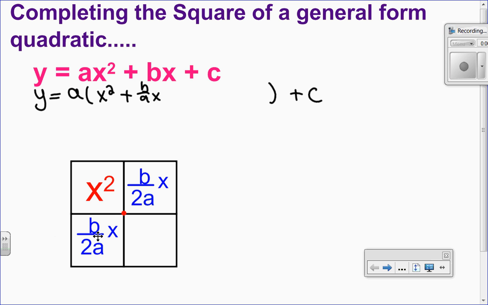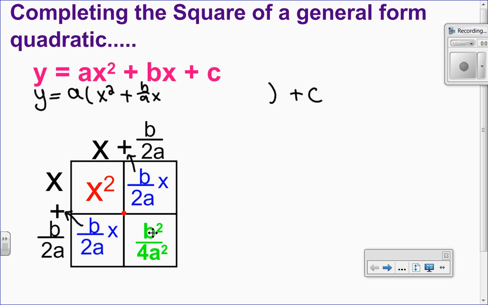So now I'm going to factor out the greatest common factor from x squared. This whole column is x, and from this whole column is also x. And then I take out my leading coefficient, and I take out the sign as well. So since it's positive, I take out a positive. So I can see that it's going to factor as x plus b over 2a times x plus b over 2a. So to figure out what is going to complete the square, I just multiply b over 2a by itself to get b squared over 4a squared.